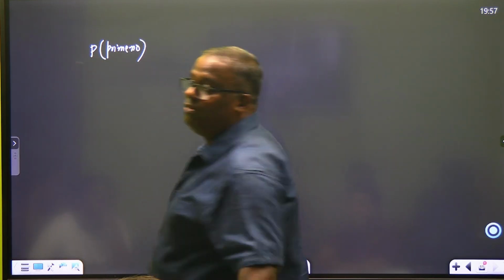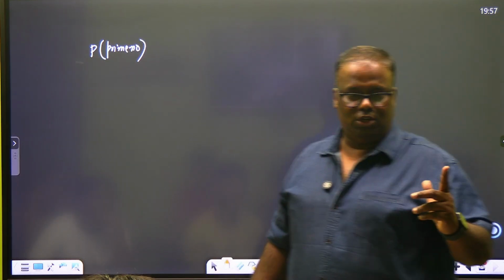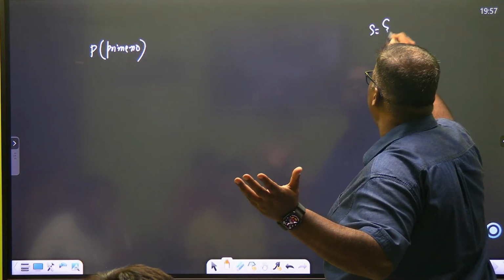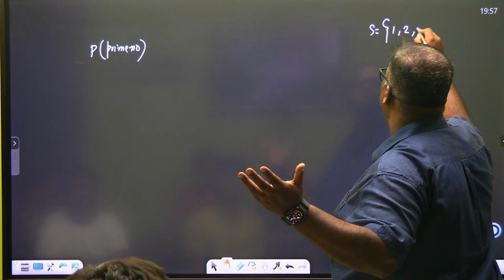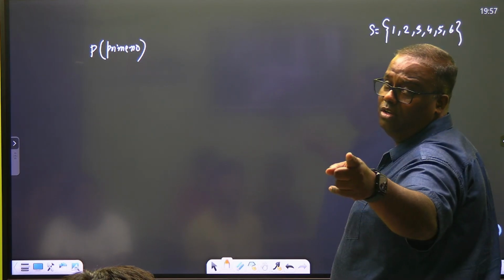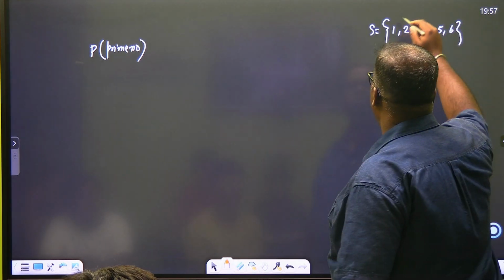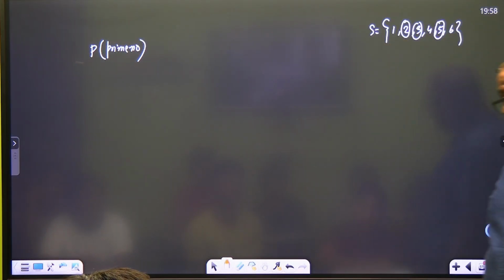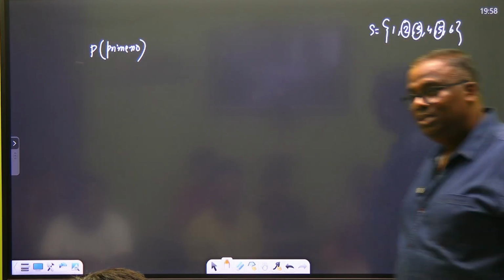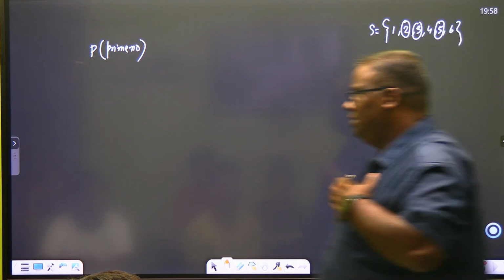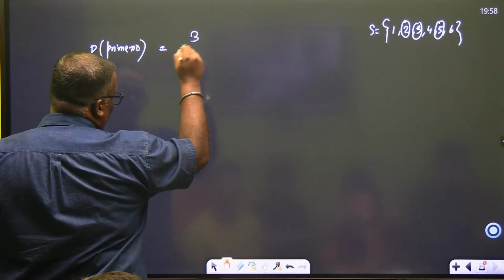Probability of getting a prime number when you have thrown a dice. So create a sample space: 1, 2, 3, 4, 5, 6. What are you hunting for? Prime number. Where are the prime numbers? How many favor you? If any of these three come, it is favorable. 3 favors me, out of how many options?